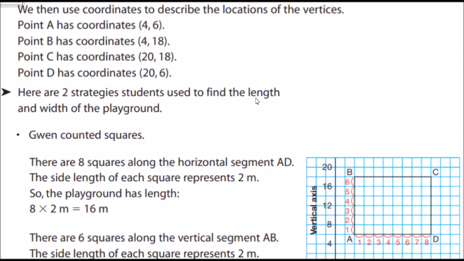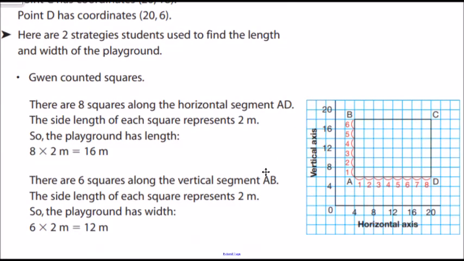There are two strategies students use to find the length and the width of the playground. So if I wanted to describe how big this playground is, I can do two different things. The first one is to count squares. There are 8 squares across the horizontal, and I know that each square is worth 2 meters. So that is 8 squares times 2 meters, for an overall 16 meters.